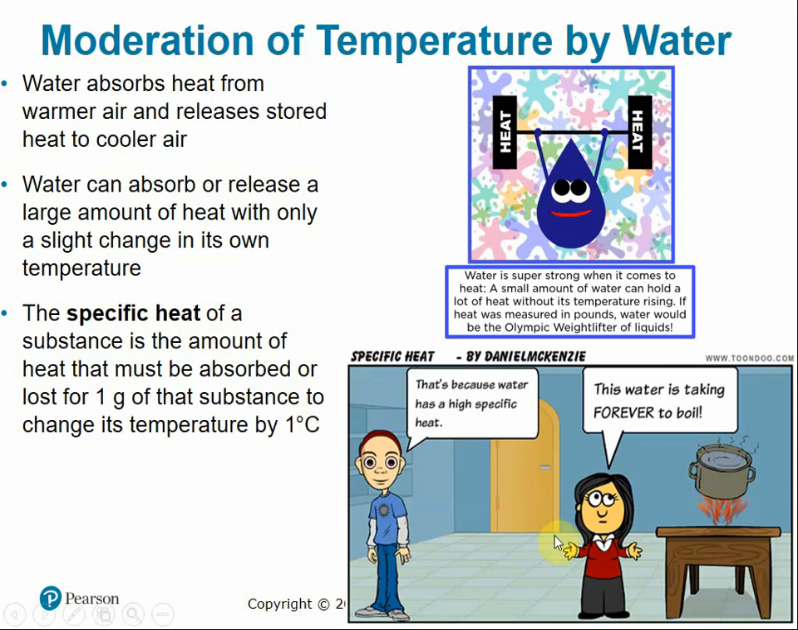So this is why it takes water seemingly such a long time to reach a boiling point and boil. It takes even longer if you stand there and watch it. But because water has a high specific heat, it can absorb or carry a lot of heat energy without its actual temperature rising a whole lot.